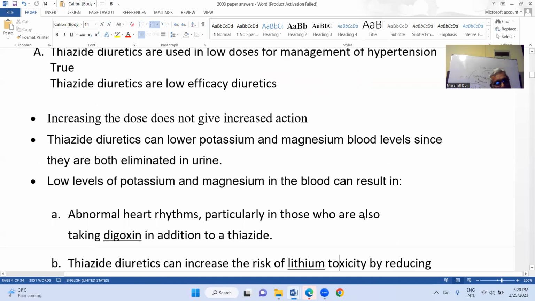Thiazide diuretics can lower potassium and magnesium blood levels. They are eliminated in urine, but calcium is retained in blood. When you study diuretics, you will learn furosemide loses everything. Everything means sodium, potassium, calcium, all. But in the case of thiazide diuretics, potassium loss, sodium loss, but retain calcium. Calcium loss වෙන්නේ නැහැ. Calcium ඉතුරු වෙනවා.